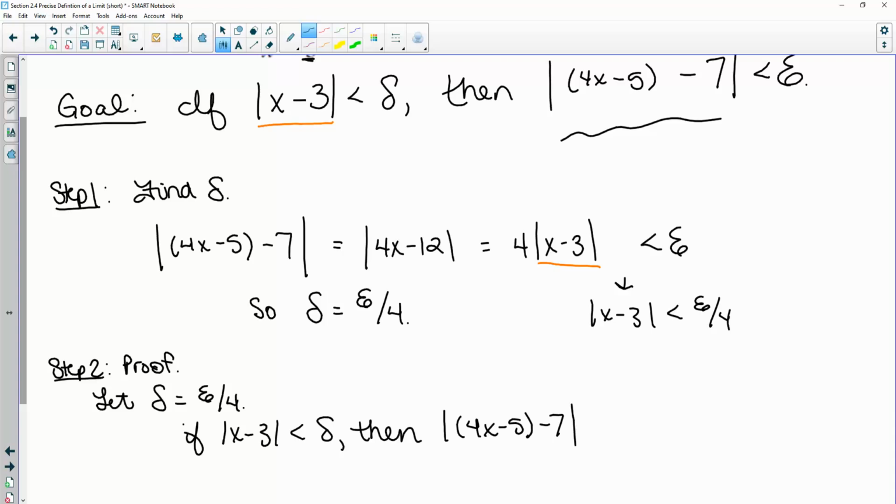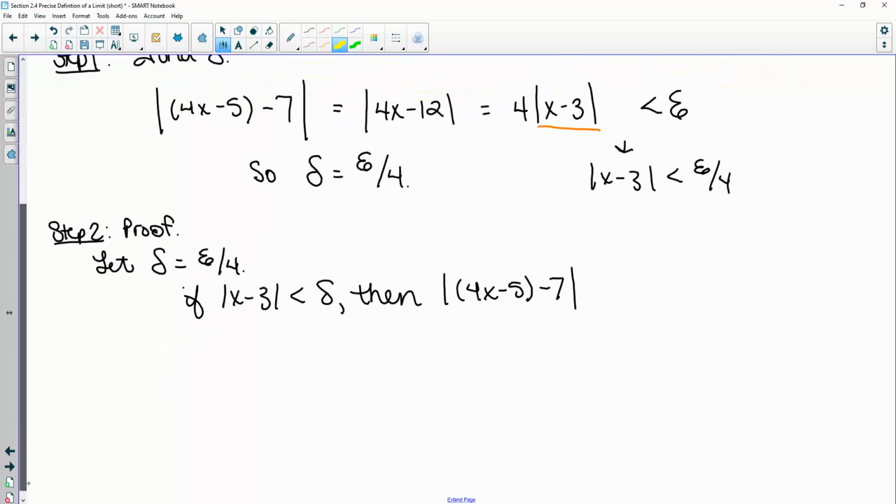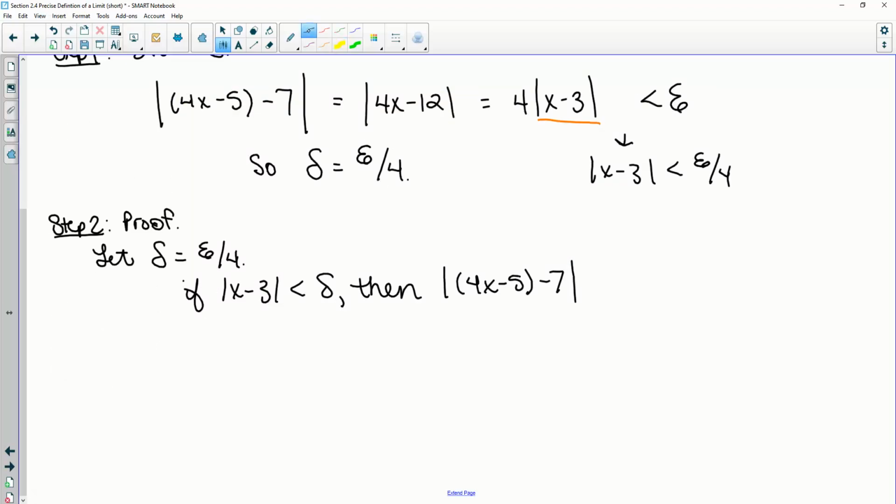Now I'm going to stop for a second. My proof is if I can say this full statement. I currently have said this much. So now I have to mathematically show that this is less than epsilon. We're really just going to repeat what we did in our work phase. So this is the absolute value of 4x minus 12, and that's 4 times the absolute value of x minus 3.